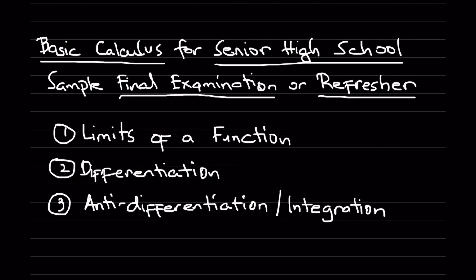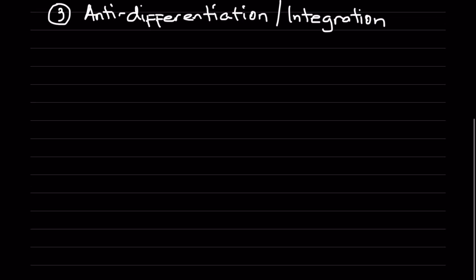In this video, we're going to solve 30 problems in basic calculus at the senior high school level. This can be used as a review for your final examination or a refresher tutorial if you would like to remember what you have learned in your basic calculus class in the past. These problems cover three topics: the limits of a function, differentiation, and anti-differentiation or integration. So let us start.